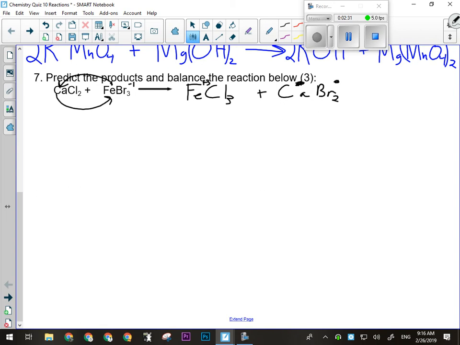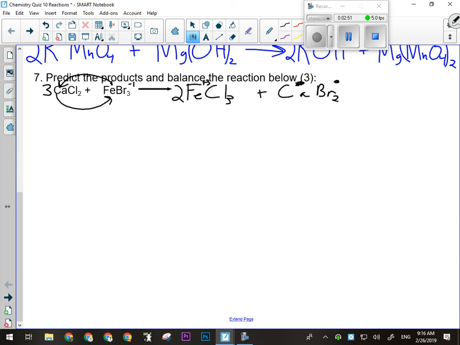On this side I have 3 chlorines, and on this side I have 2. How am I going to make that balance? 6, yeah, I go with the lowest common multiple. So on this side, I'm going to put a 3 here to give me 6. And on this side, I'm going to put a 2 here to give me 6 chlorines.